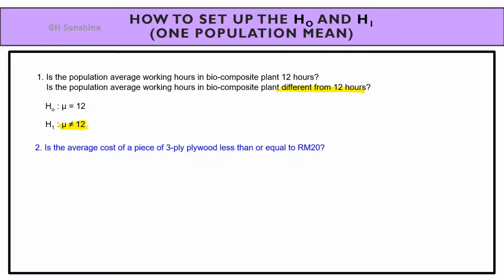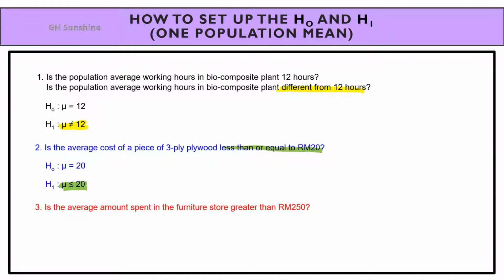Second example: is the average cost of a piece of 3-ply plywood less than or equal to RM20? This is a left tail test. Why a left tail test? Look at H1: mu less than RM20. And the last one: is the average amount spent in the furniture store greater than RM250? This is a right tail test, with mu greater than RM250. These are examples on how to set up H0 and H1 for a two-tail test or one-tail test.